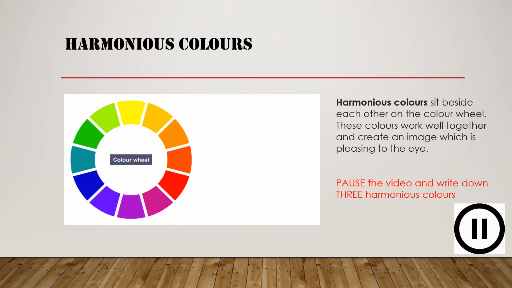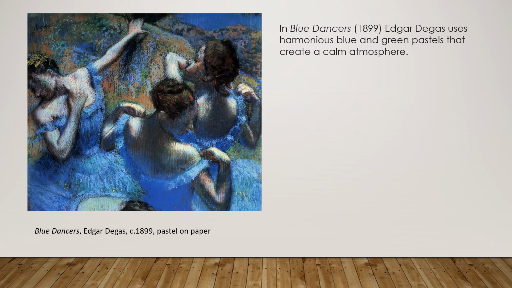Harmonious colours are colours that sit beside each other on the colour wheel, and they are said to work well together and create an image which is pleasing. So could you please pause the video here and write down 3 harmonious colours. Here is an example of an artwork using harmonious colours. The artist has used mainly blue and green to create a very calm atmosphere in this drawing.